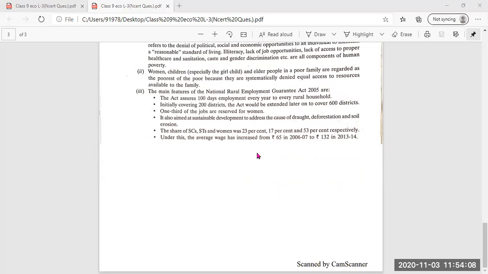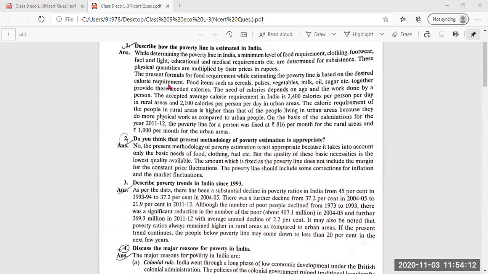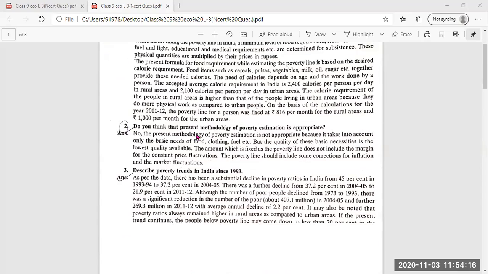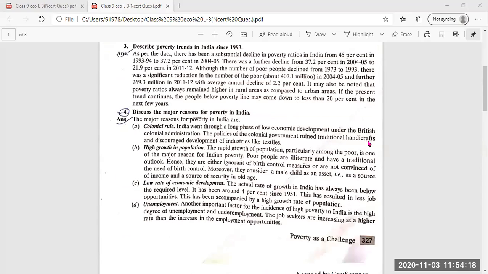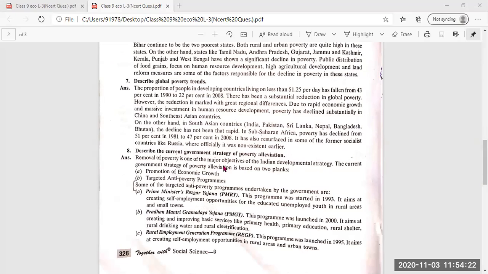2013-14. So that's all for today's class. I will send this in PDF form. The NCERT questions, you have to do all in the notebook. And the extra questions also I'm going to send, you need not do the extra questions. Just keep them for your knowledge and go through them.